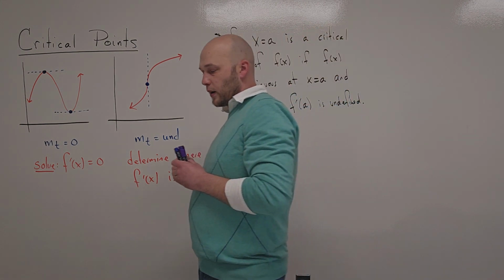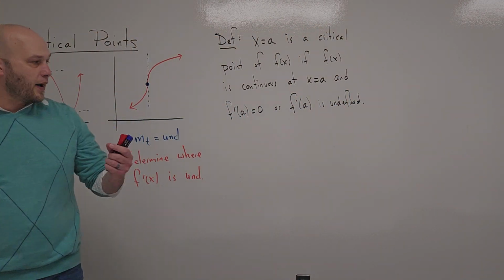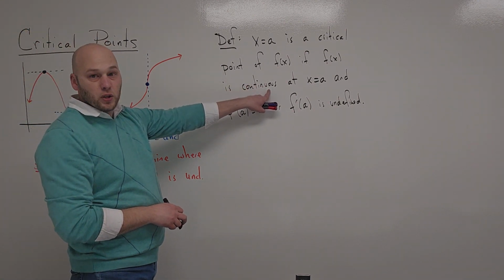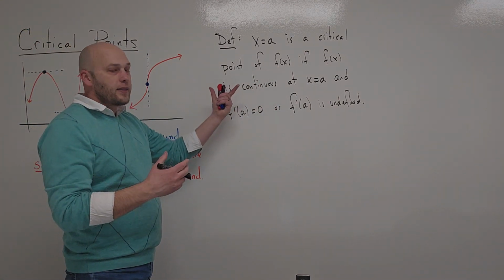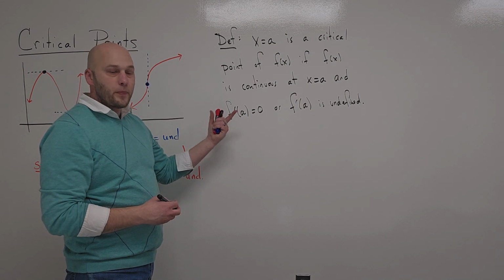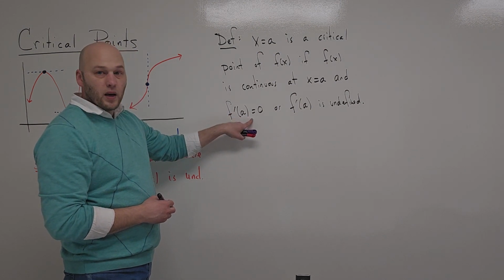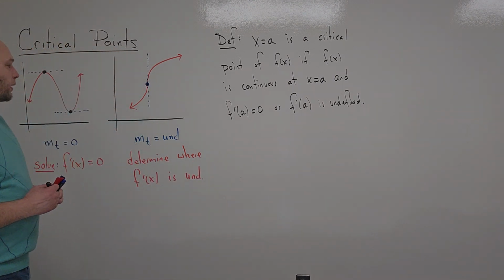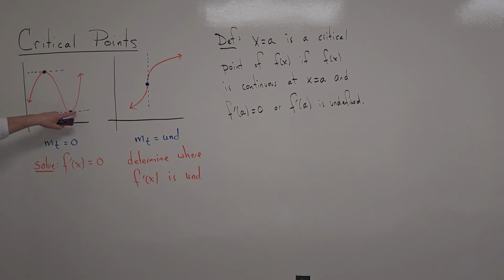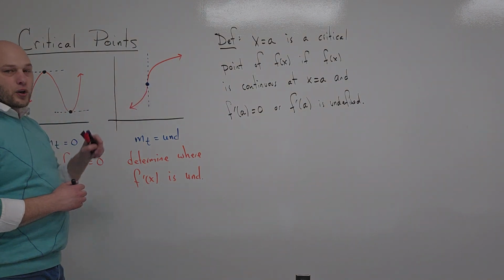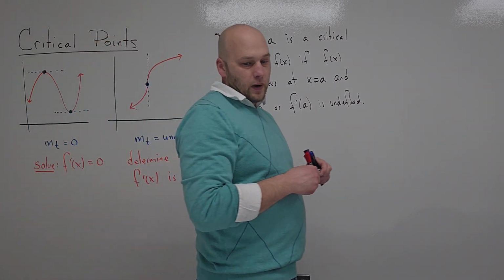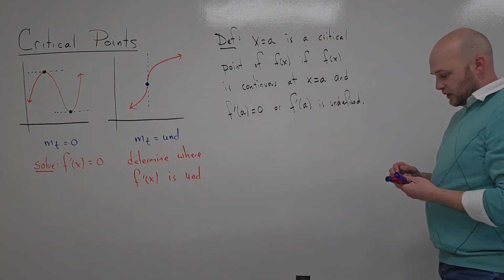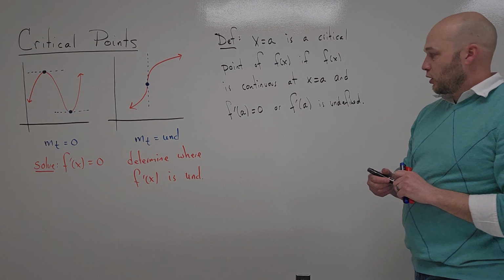So there's 2 requirements. It must be a point on the graph at which the original function is continuous, and then one of the following 2 things has to happen. The derivative is 0 at that point, or the derivative is undefined at that point. Again, the conceptual idea is that this is continuous at all 3 of those blue dots, but I've got a horizontal tangent line here and a vertical tangent line here. Okay, let's take a look at some examples of finding critical points.